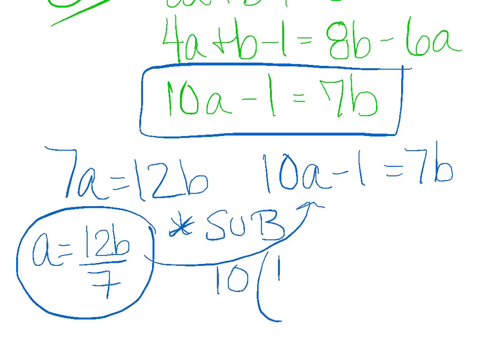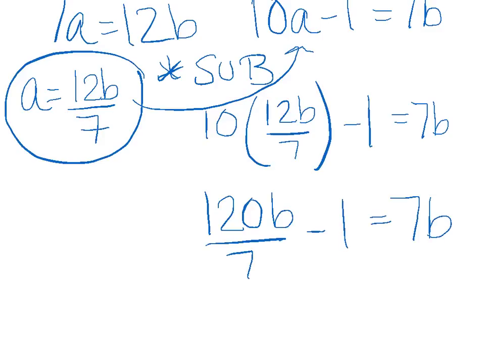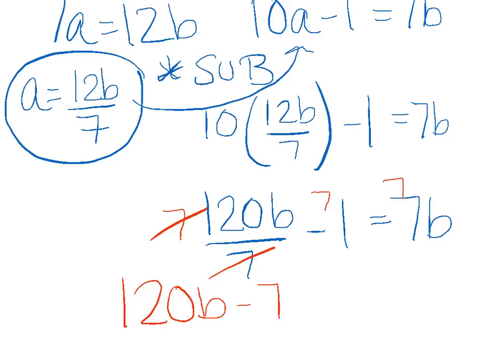So I've got 10 times 12b over 7 minus 1 equals 7b. And I'm just solving the simple equation. That gets me 120b over 7 minus 1 equals 7b. I prefer the method of killing the fraction. If I want this 7 to disappear, I have to multiply by 7, which then I'm going to multiply every term by 7. So I've got 120b minus 7 equals 49b.